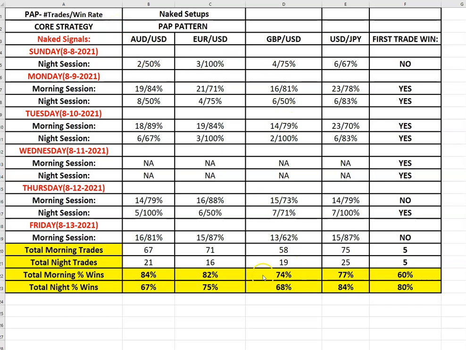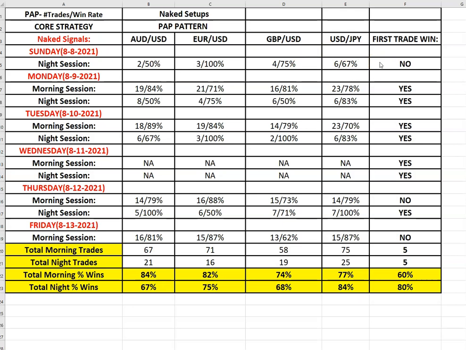You can see you're still in the 70s, 80 percentile on the setup. So even if you are a new trader just starting off, I can definitely help put the probabilities in your favor that you're going to have a winning trade. All right, that is the idea.